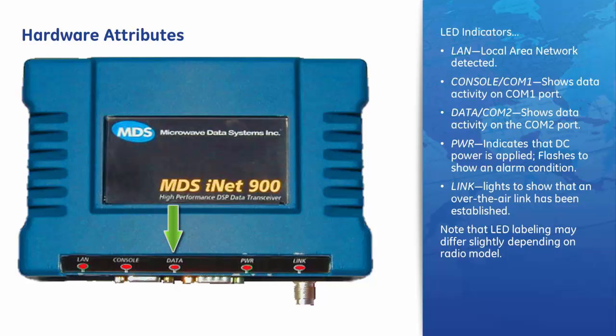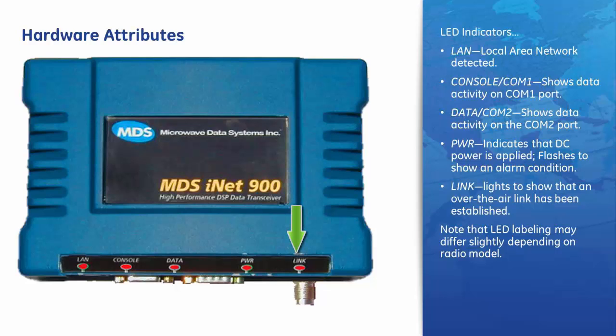The data or COM2 LED blinks to show activity on the radio's COM2 port. This port is used to connect serial equipment to the radio, such as a remote terminal unit, RTU, or other data equipment at the installation site. Next, we have the power indicator, which lights to show that DC power has been applied. There is no on-off switch on the radio, so this LED lights whenever power is present. It does have one other purpose, however. A rapid flash of the LED indicates an alarm condition, which can be further investigated using the management PC.